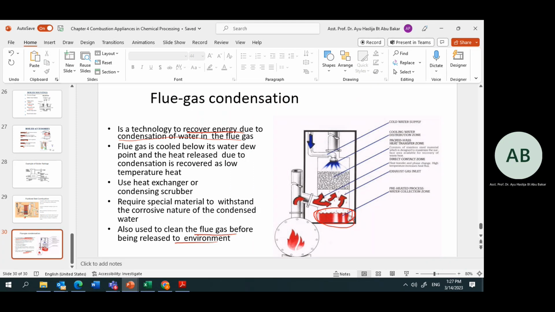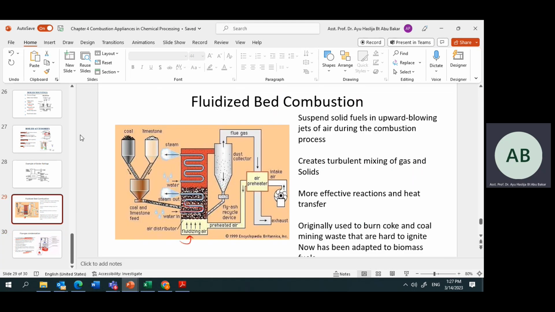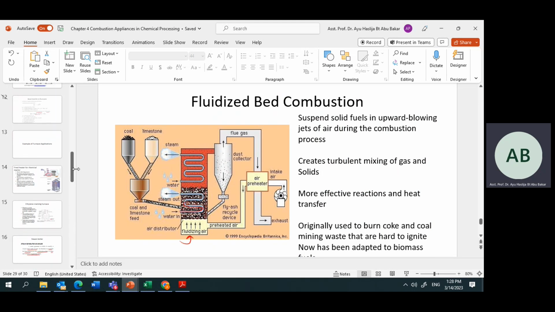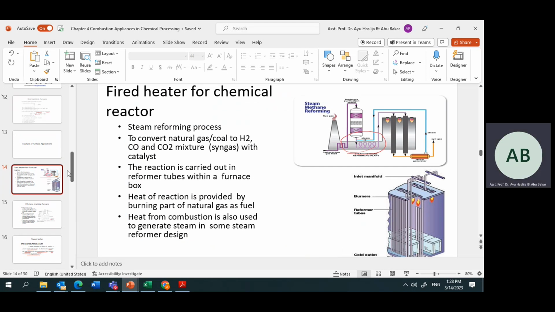Okay, any question? For the combustion appliances, mainly focusing on the furnace and the boiler, you should read through and understand the type of furnace and the design of the furnace, and then the type of boiler, whether it is fire tube or water tube, and then vertical or horizontal boiler. Basically that is related to this topic, the combustion appliances. Okay, any question?